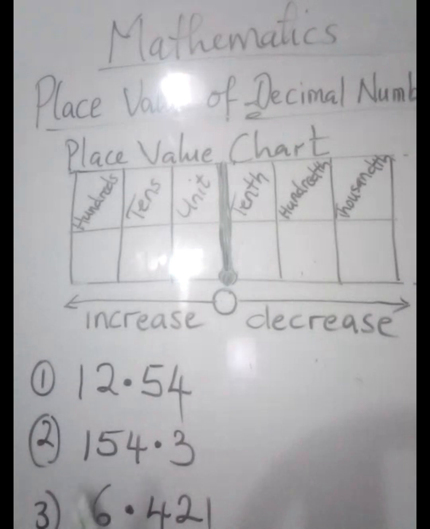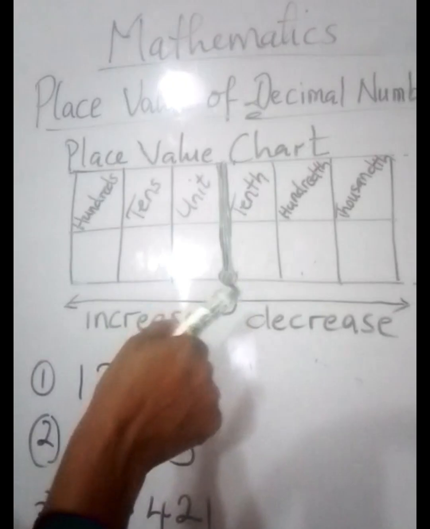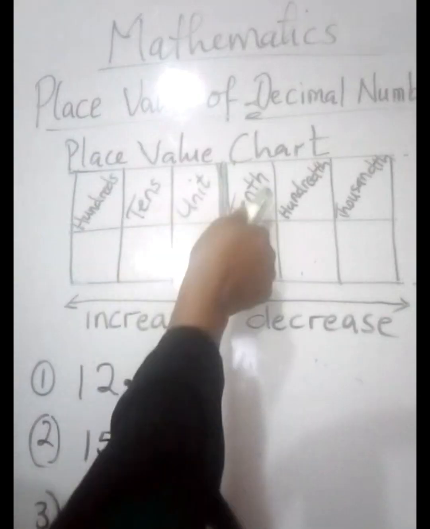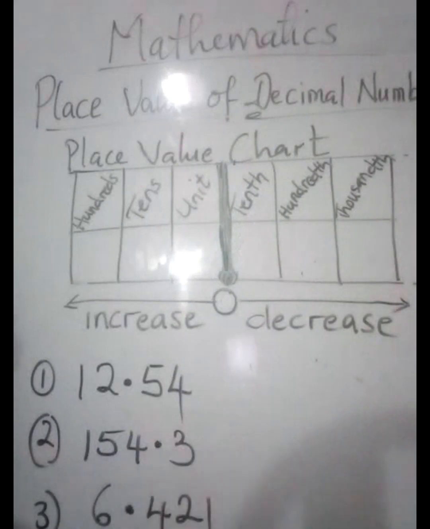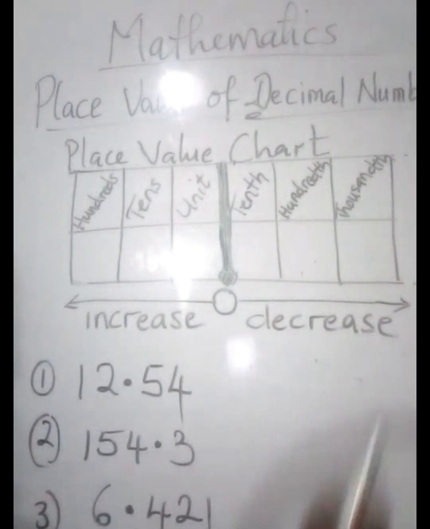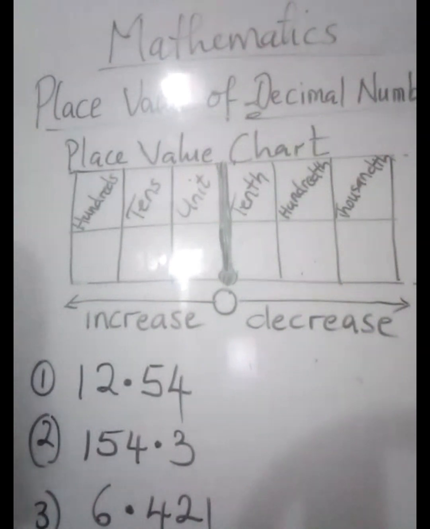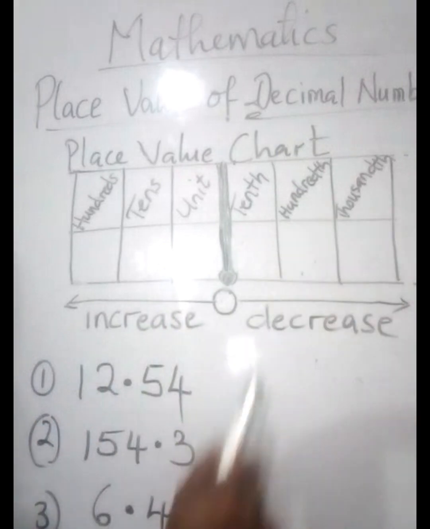But today we're going to look at the place value of decimal numbers, and we're going to find out that beyond unit to the right, there are numbers, but these numbers are not whole numbers. They are fractions. Fraction means they are not complete, they are not whole. So these are the ones we're going to look at today, and these are the ones that are referred to as decimal numbers.